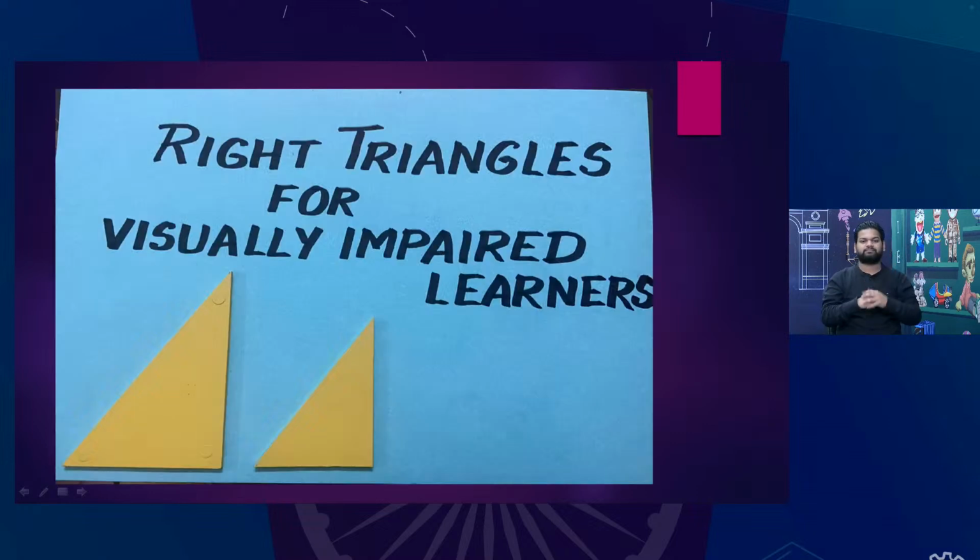Okay. So, can you see here right triangles we have, because it is an inclusive classroom, we have for visually impaired learners these two triangles. And Kusumji, can you touch and see that the children in the class can realize that they are right triangles and they can feel the right angle, and right triangles need not be of one size only, they can be of different sizes.